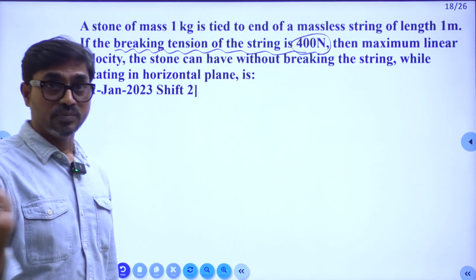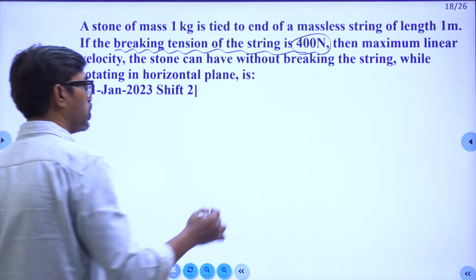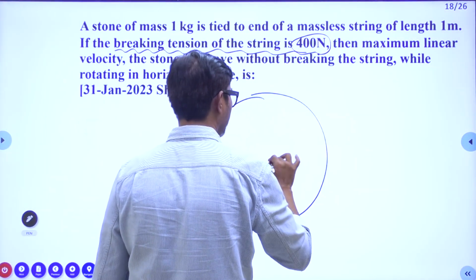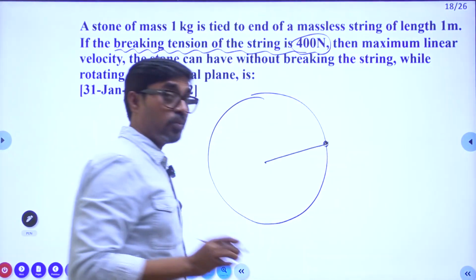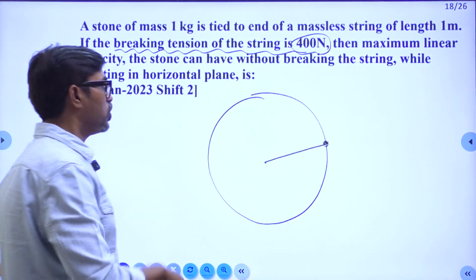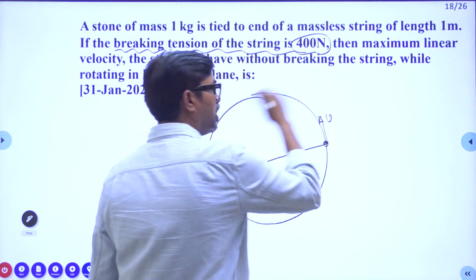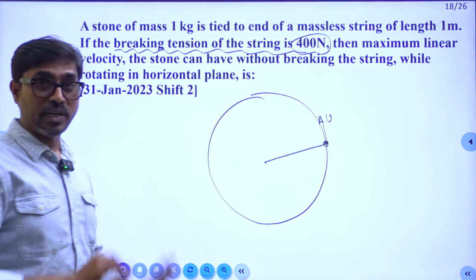So it's a circular motion. Imagine this is a horizontal plane, the string is rotating, the particle goes in a circular path. So he is asking what is the maximum speed with which the particle can move so that the string doesn't break.